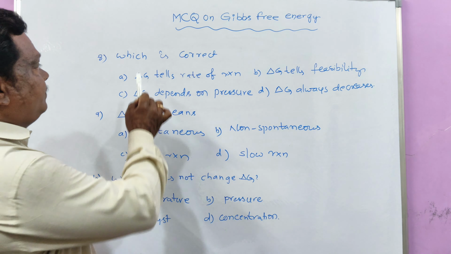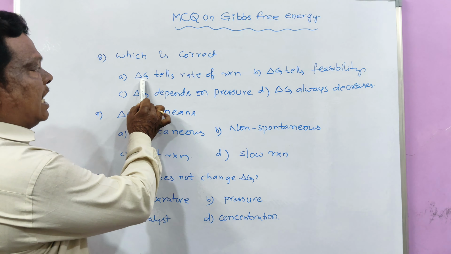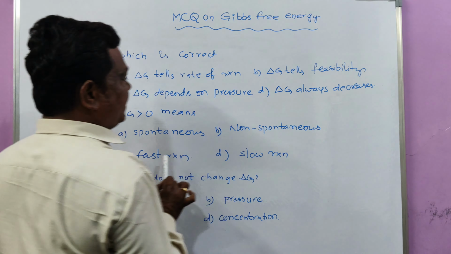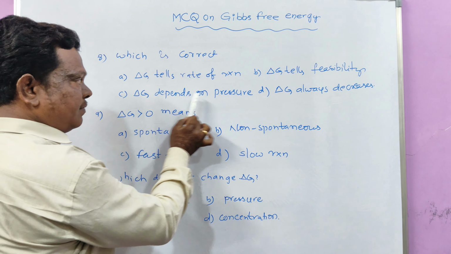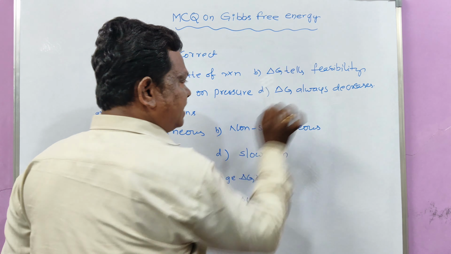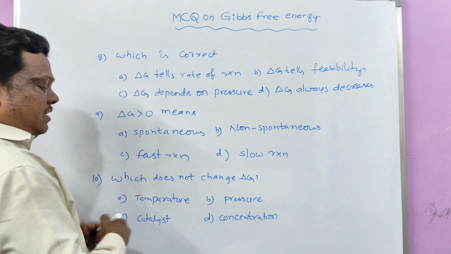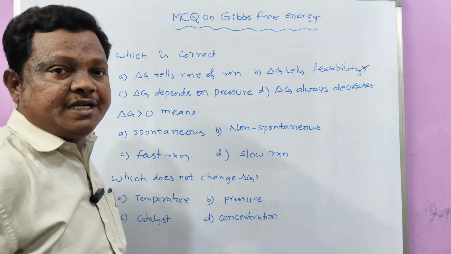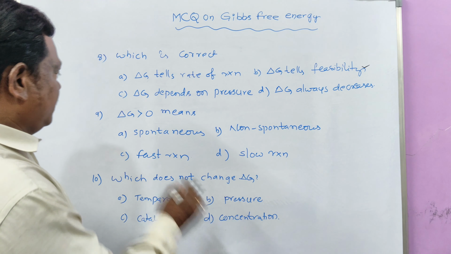In this question, which is correct? Delta G tells rate of reaction, delta G tells feasibility of reaction, delta G depends on pressure, delta G always decreases. So the right answer is delta G tells us the feasibility of the reaction.